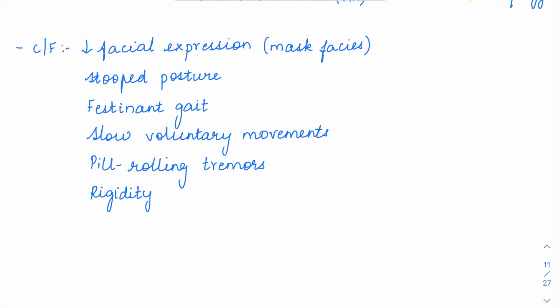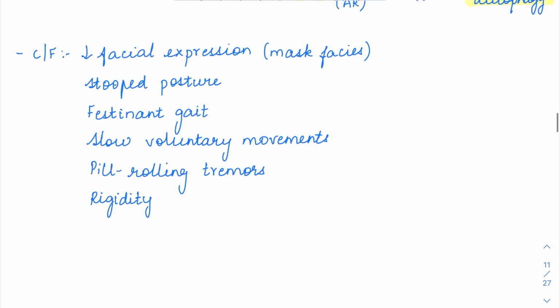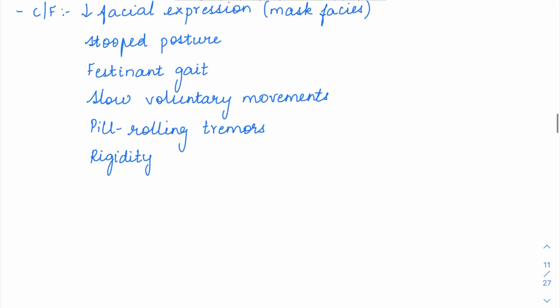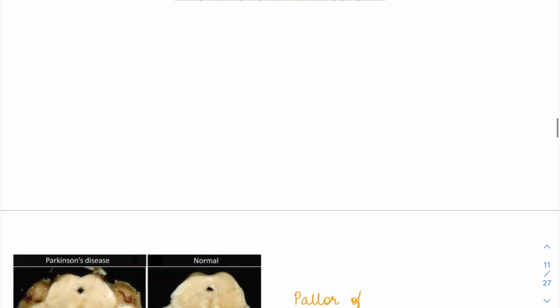Then clinical features, the patient will be having decreased facial expression. So it will appear like he has put on a mask. So mask like faces along with a stooped kind of posture, and the patient will walk with very short shuffling gait. That is called a festinant gait, and they'll have rigidity in their movement. So rigidity will be there, and pill rolling tremors, and also their general movements will be quite slow. So these are all features of Parkinson's disease.